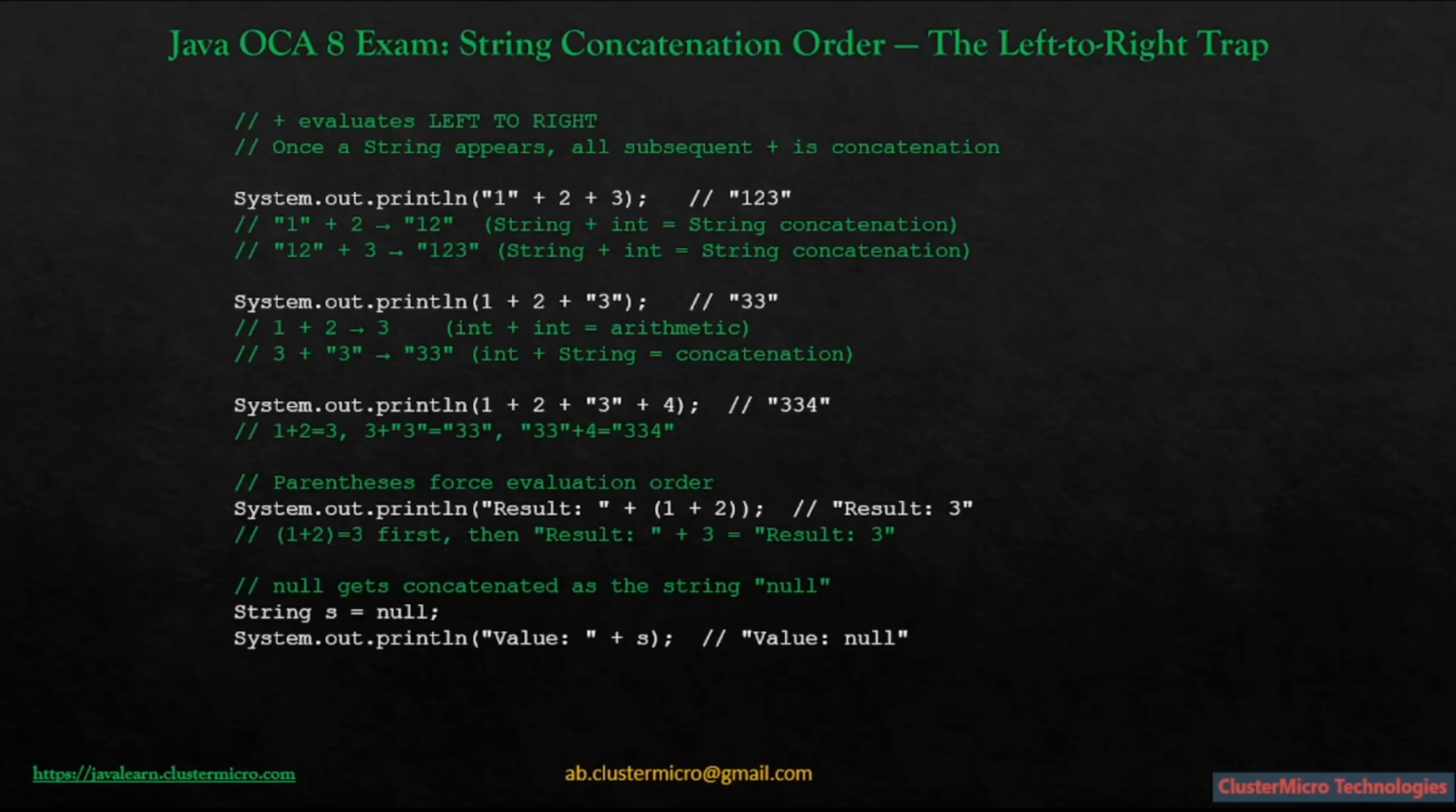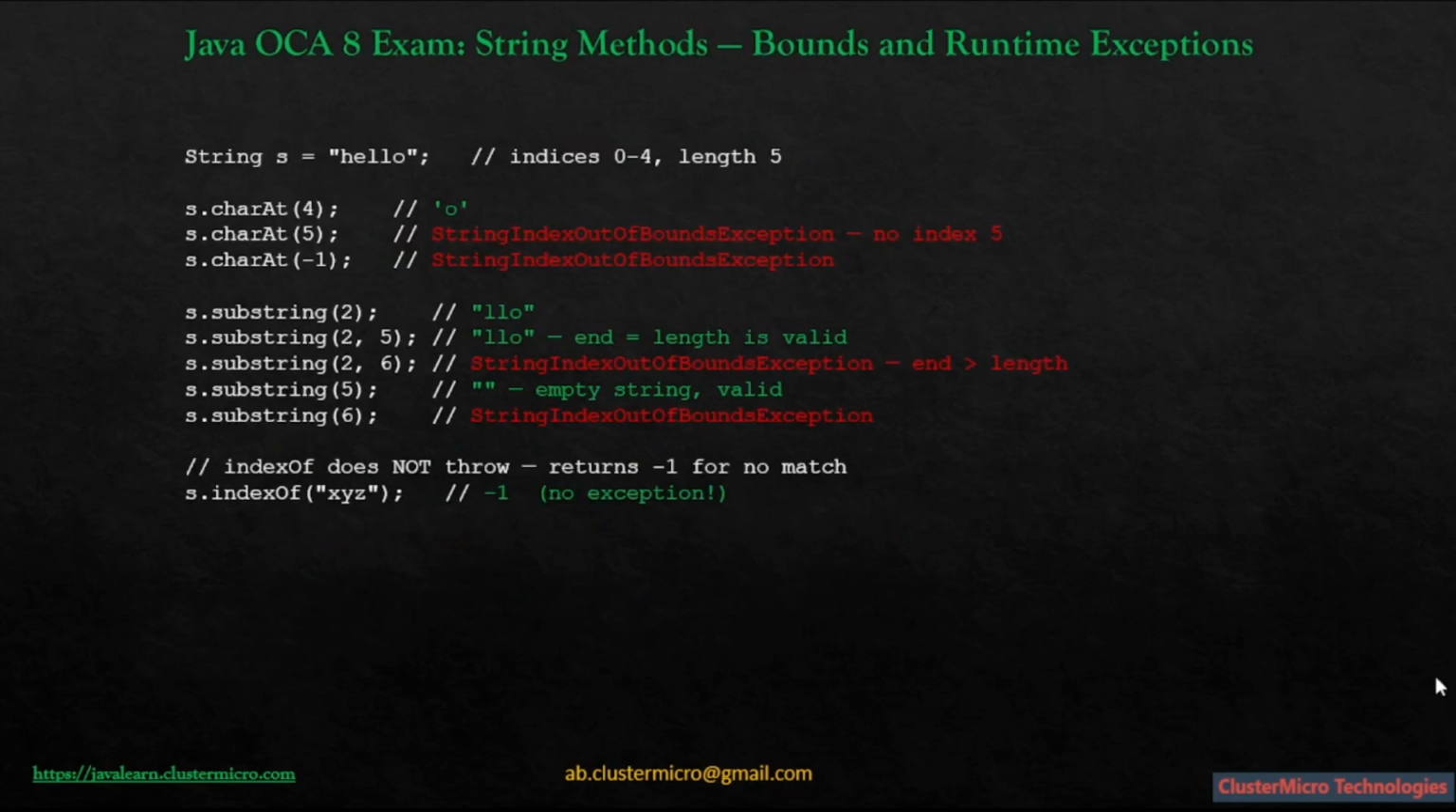Okay. So bounds and runtime exceptions. The string hello has 5 characters at indices 0, 1, 2, 3, 4. Right, length is 5. And then we have charAt, right? s.charAt(4) will be what? We have O, right? Index 4 is valid, so it is the last character, returns O, fine.